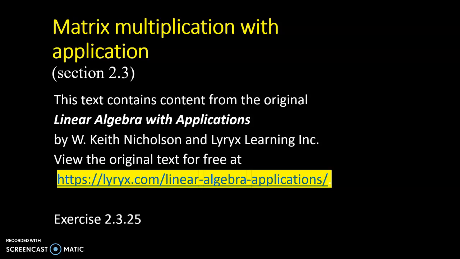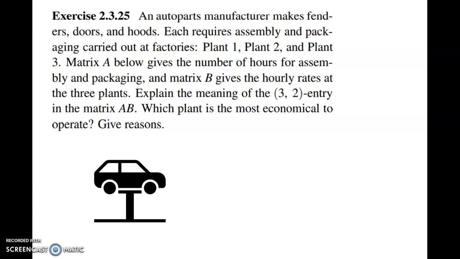Section 2.3 of the book Linear Algebra with Applications, which is an open educational resource at this website, which I will provide the link below, had a really interesting homework question, number 35. It says, an auto parts manufacturer makes fenders, hoods, and doors. Each part requires assembly and packaging carried out in factories 1, 2, 3, and 4.